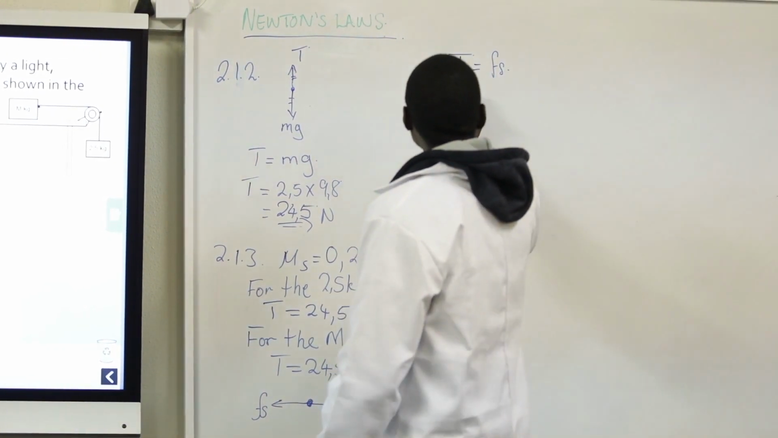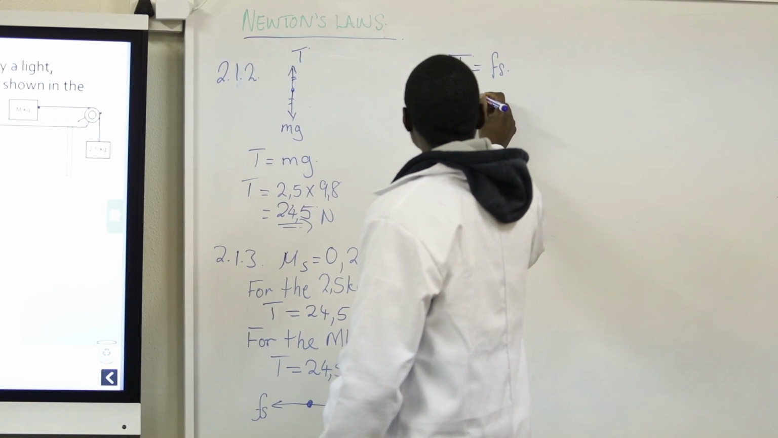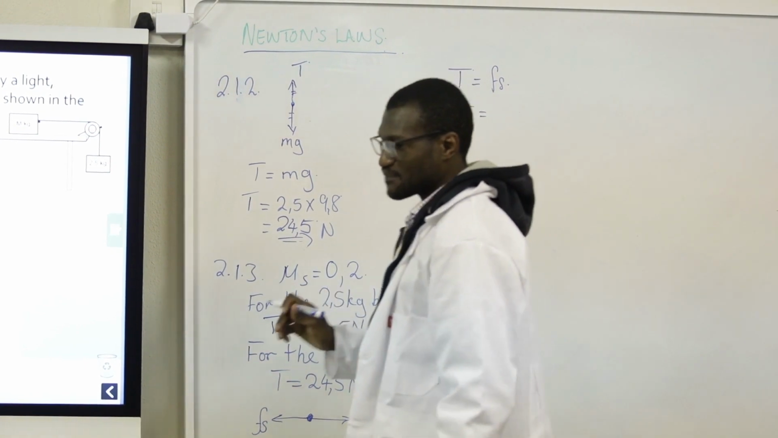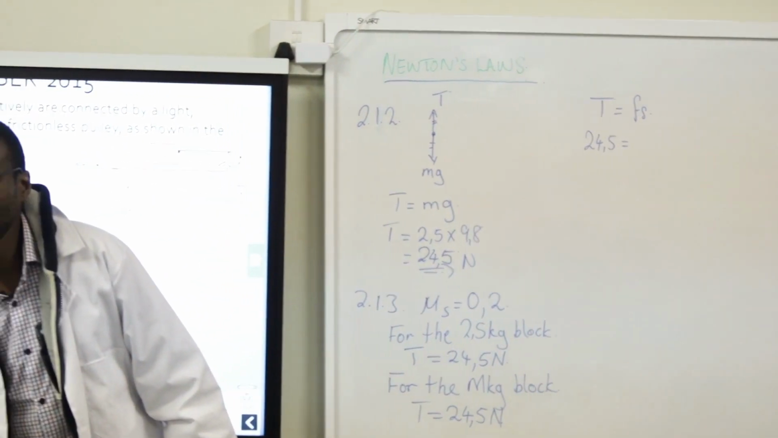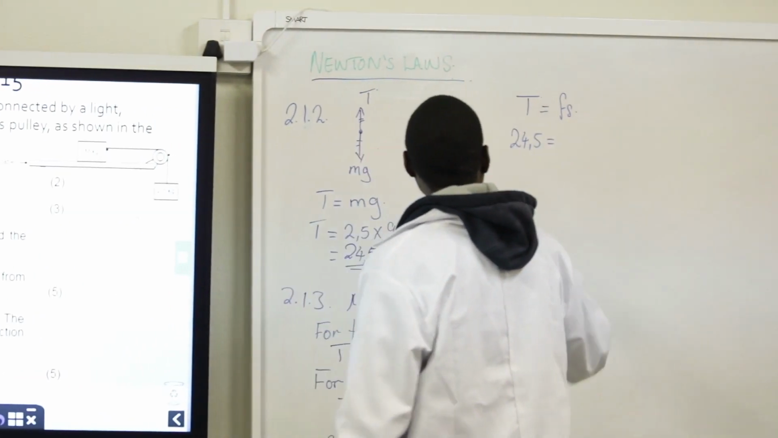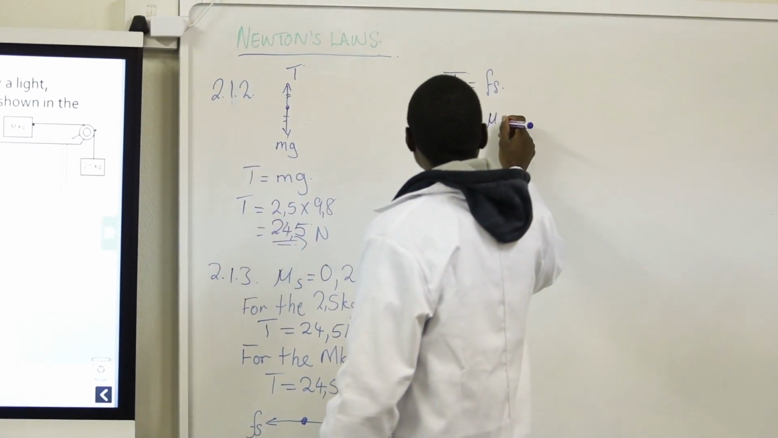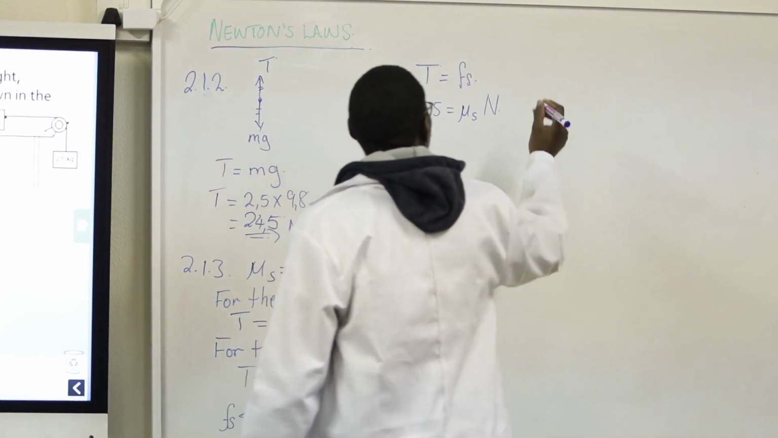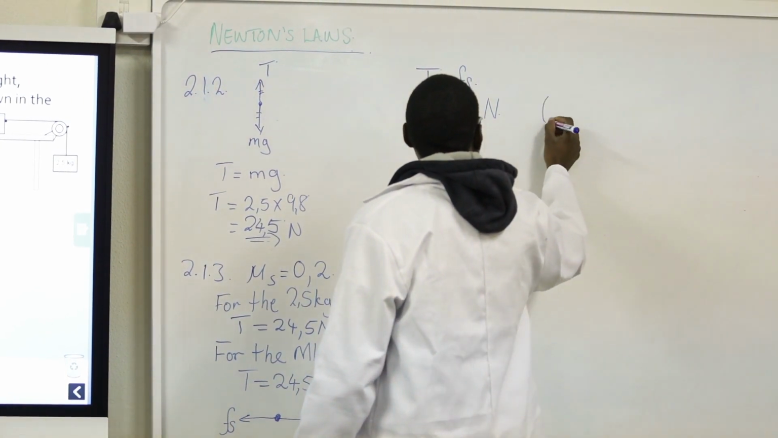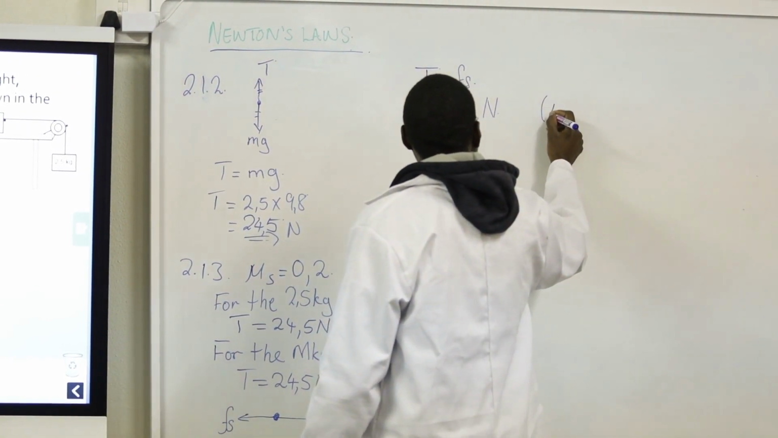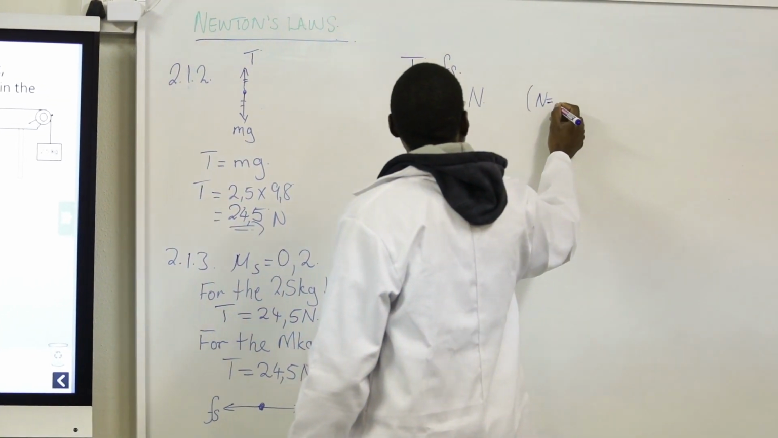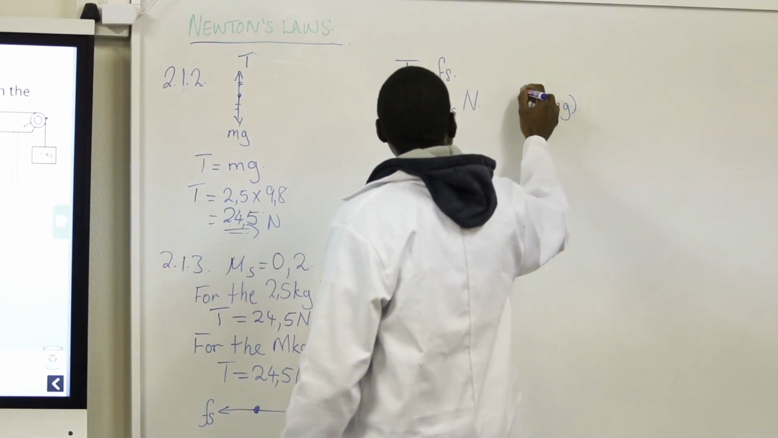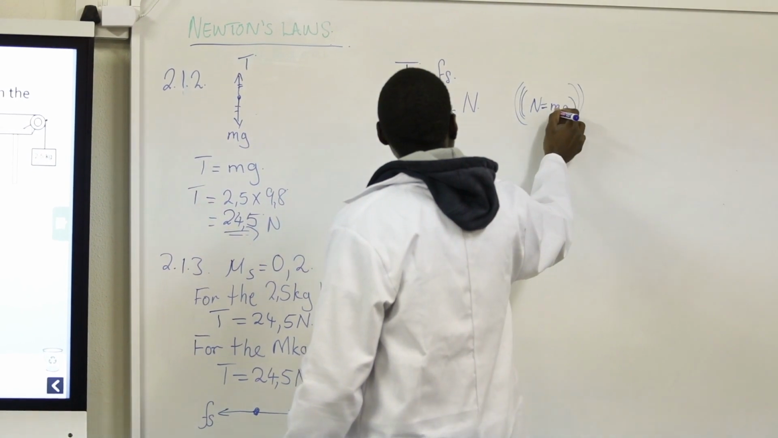So our tension of 24.5 is equal to, how do we calculate Fs? At the back of every question paper, you have a list of formulas. One of the formulas you would find there is mu s multiplied by the normal force. But also we understand that the normal force is given by m times g. And in this case, we are talking about the value of the big M.